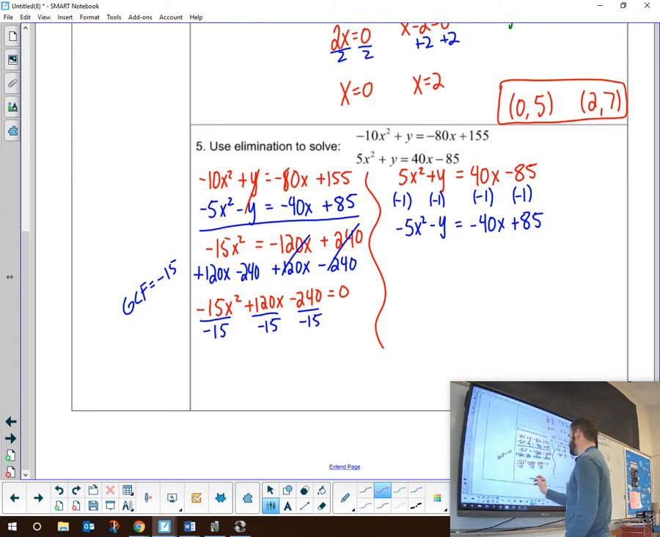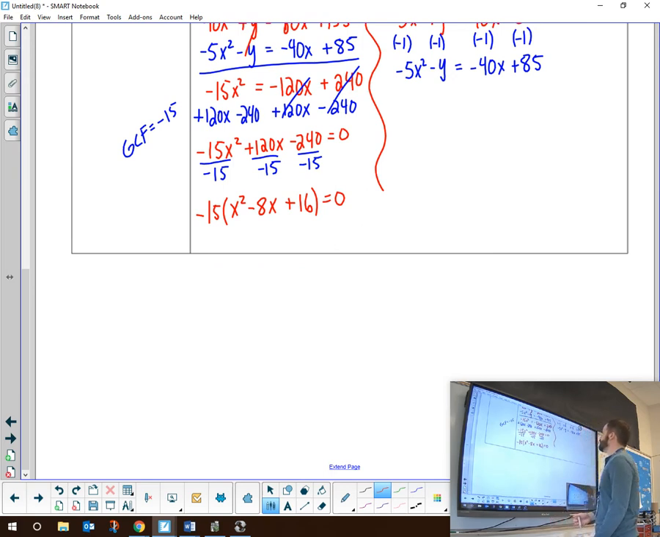Obviously negative 15 can divide by negative 15. 120 can divide by negative 15. So we're going to have negative 15 out in front. So we'll have negative 15 parentheses x squared, because that's what's left after we divide, minus 8x. And then 240 divided by 15 is going to be 16. So we're going to have a positive 16 here on the end equals 0.